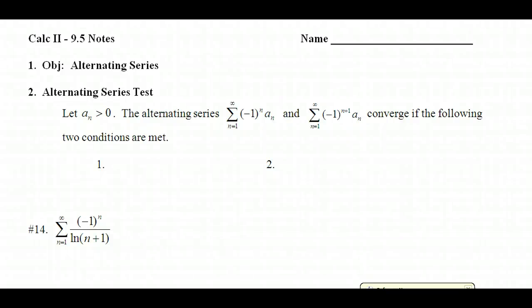Here's section 9.5, and one piece of paper. It has to be a pretty exciting, happy thing for you, I guess. When there's only one piece of paper, that's always a good sign. And we have one test to do today, and it's our alternating series test.